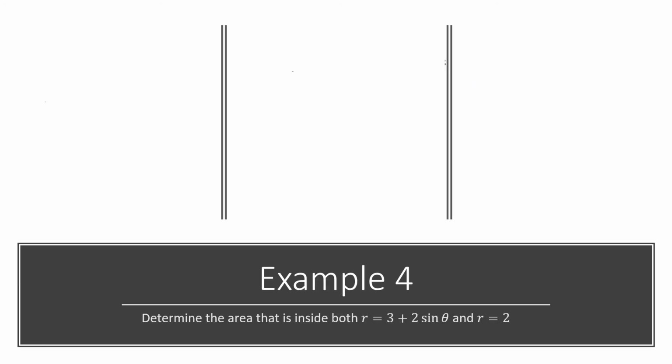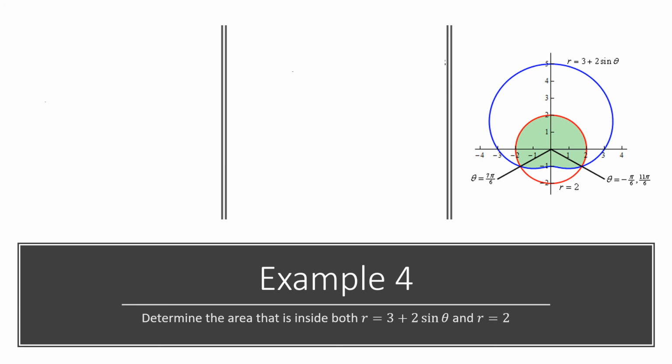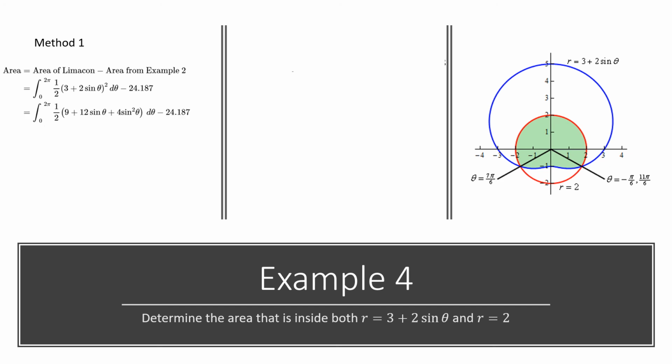All right, so example 4, it wants the area of the inside of both the limaçon and the circle. And so again, you can see my shaded region is shaded in green. Now we have two methods of doing this. The first method would be to take the area of the limaçon and subtract the area that we found in example 2. So the area of the limaçon is 1/2 times 3 plus 2 sine theta squared, minus the area that we calculated in example 2, which was 24.187.